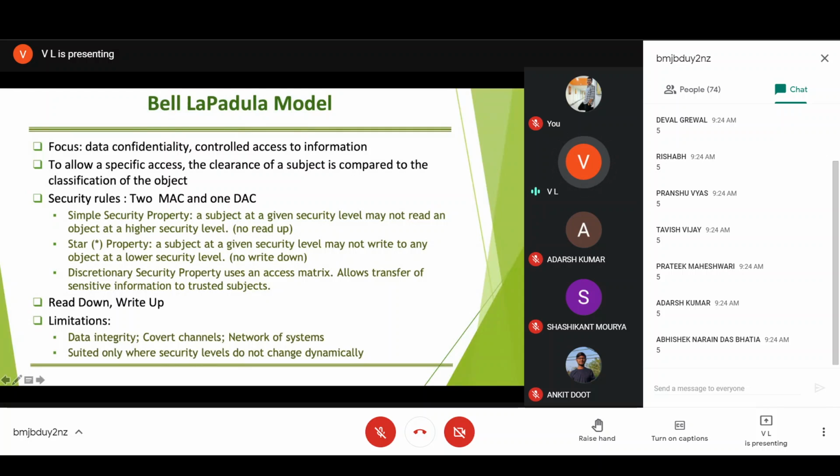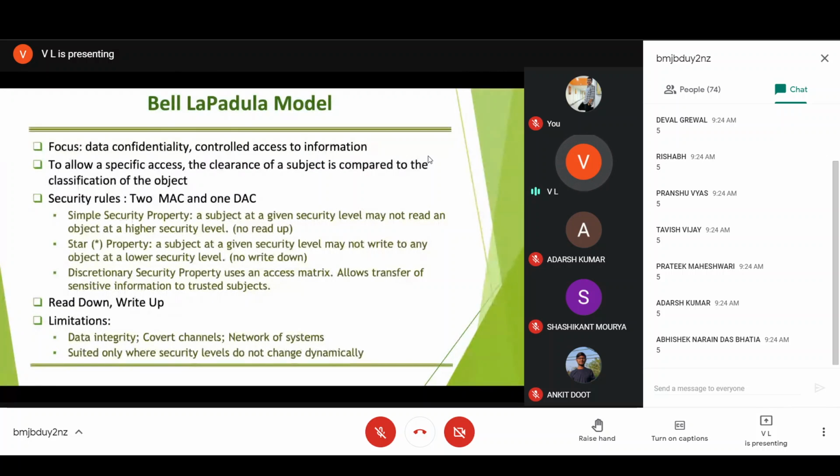The simple security property is that a subject at any given security level may not read an object at a higher security level. So there is a top secret confidential document, and the normal user is not allowed to read it. For example, let's look at a classroom scenario. There is a question paper, and before the examination only the teacher has access to it. The student should not have access to that question paper. So there are two security levels, one for the teacher and one for the student. The student cannot access the document.